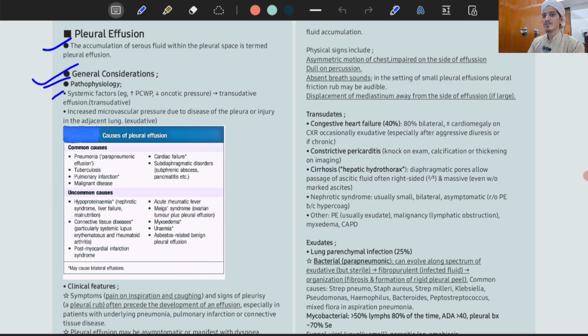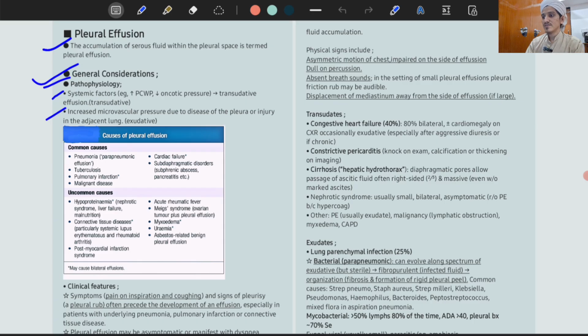So here there will be a misbalance. When there is increased hydrostatic pressure, for example in cardiac failure, or decreased oncotic pressure, for example in nephrotic syndrome, there will be leakage of fluid from the blood vessels into the pleural cavity. The next cause is increased microvascular pressure due to disease of the pleura, that is inflammation of the pleura, or injury to the adjacent lung. So that results in the leakage of fluid into the pleural cavity.